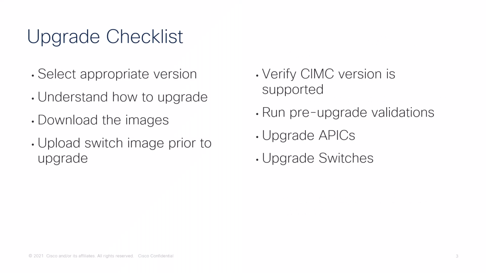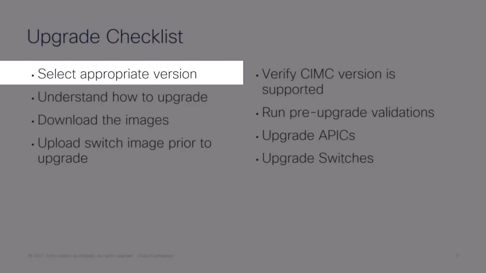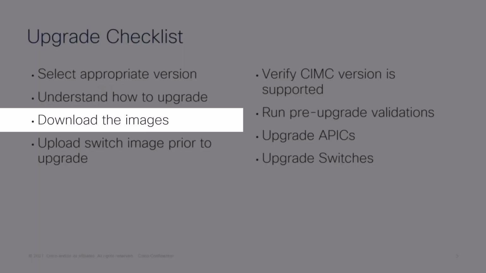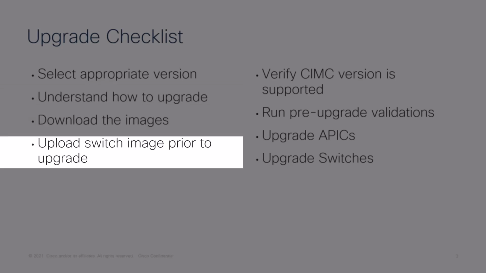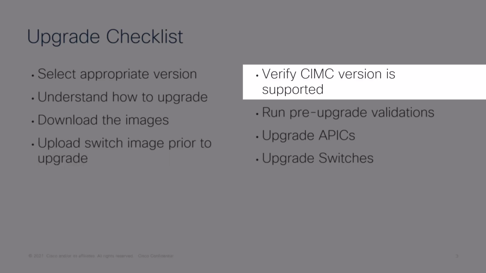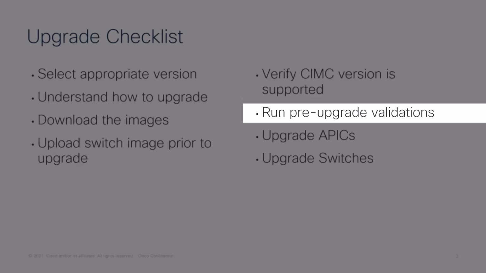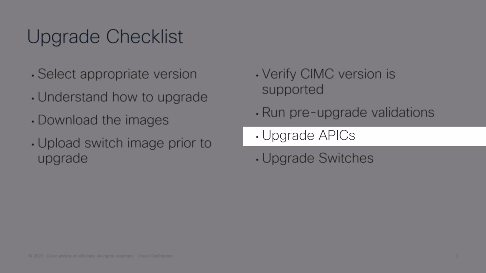At a high level, the goal of the upgrade checklist is to run through the following tasks, which include: select an appropriate version, walk through the requirements to upgrade, download and validate the ACI images required, upload the image prior to the upgrade to reduce time during the actual upgrade, verify CIMC compatibility, run pre-upgrade validations, which we will go into further detail on in upcoming slides, and finally, upgrade the APICs first, followed by the switches in the fabric.